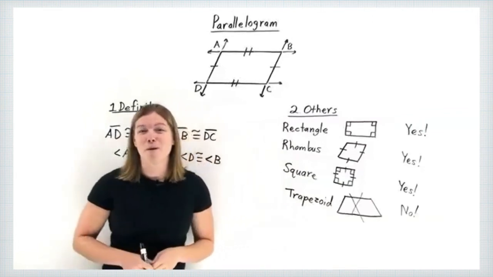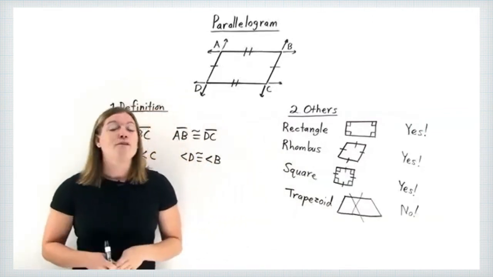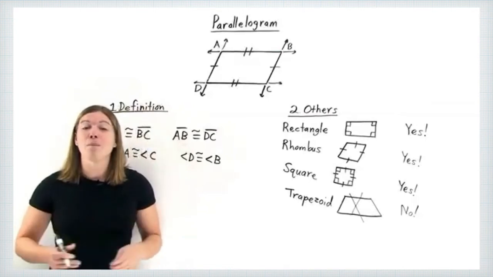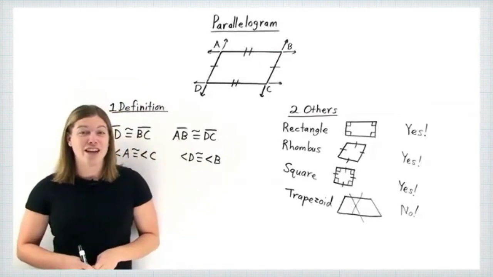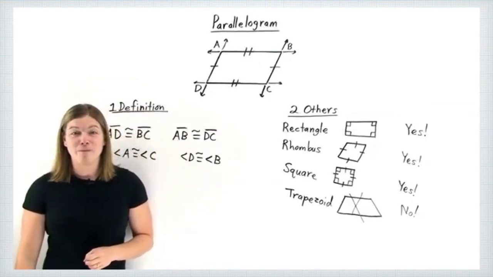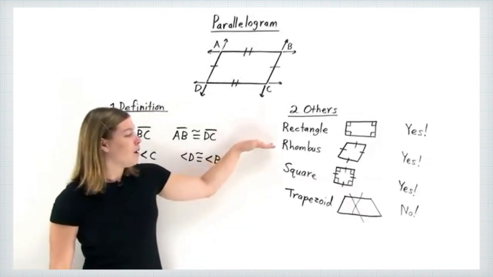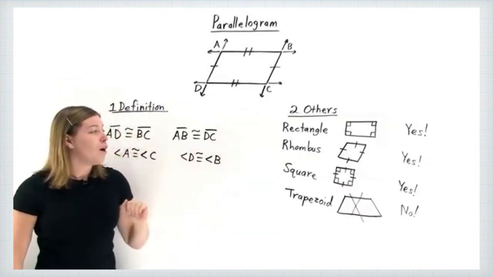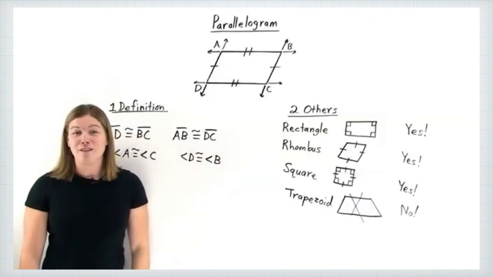And now we know more about parallelograms. If we have a four-sided figure where the opposite sides are parallel and congruent, then we have a parallelogram. And a rectangle, a rhombus, and a square are three different types of specific parallelograms.